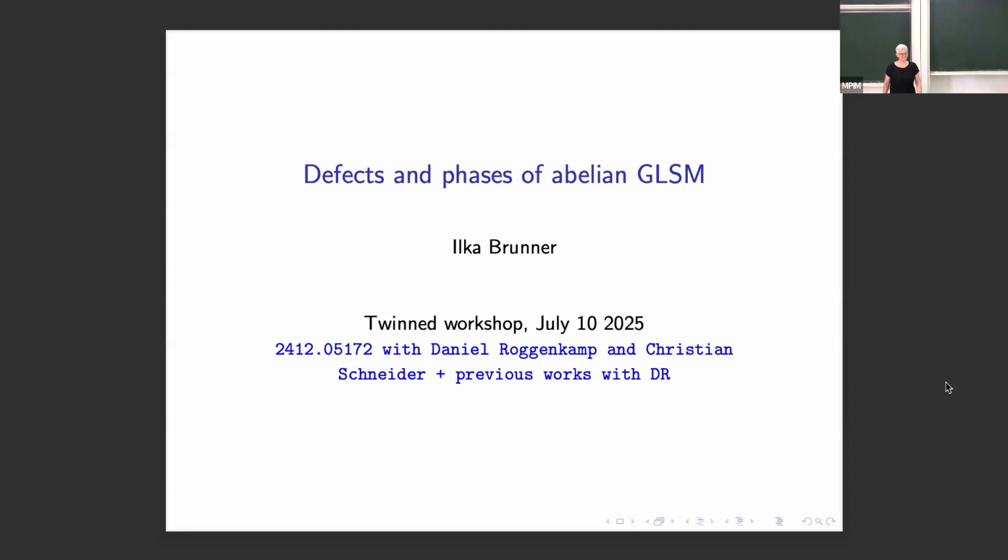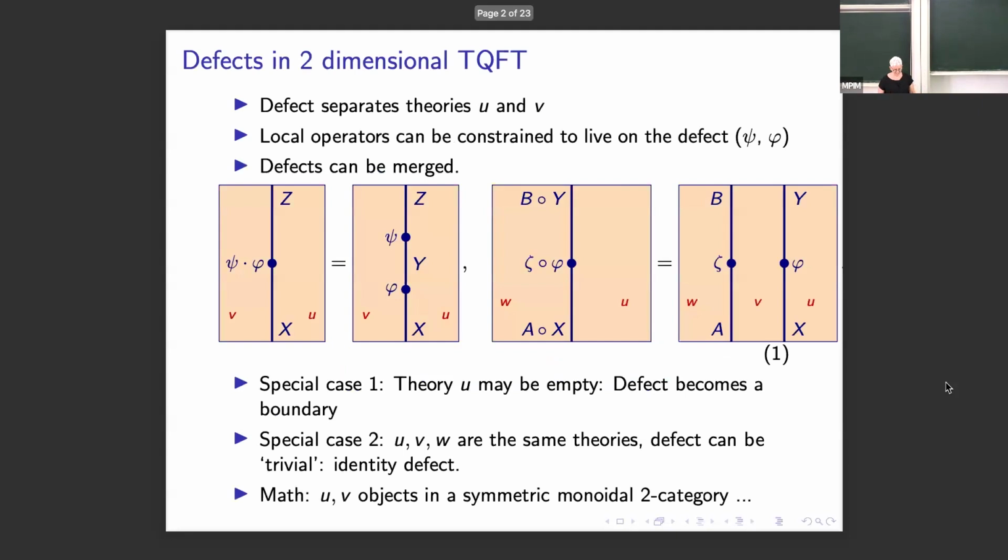I will talk about functors between categories, and these are inspired by a physical setting called the gauge linear sigma model with an Abelian gauge group. Let me first talk very briefly about defects in two-dimensional TQFT.